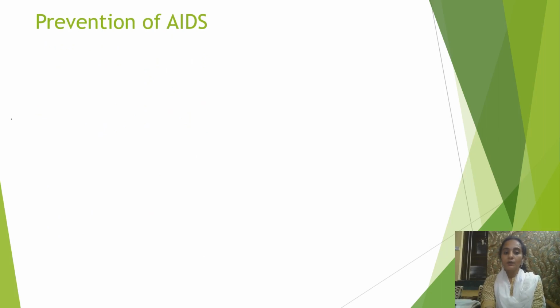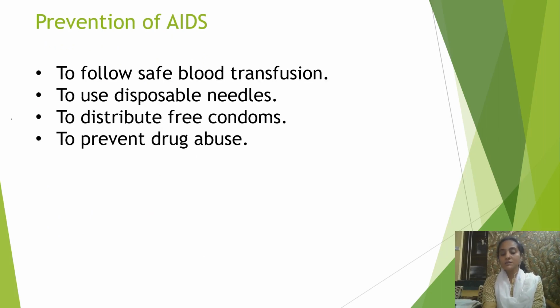Now, prevention of AIDS. There are some preventive methods that we can follow. The first one, to follow safe blood transfusion. This is a place we have to be very careful, especially the blood banks. They have to supply the blood with proper checking, with proper labeling. They have to have all kinds of tests, then only they should do the blood transfusion.